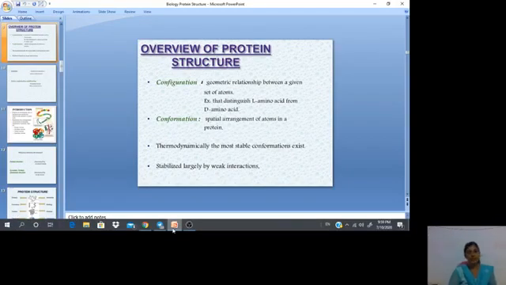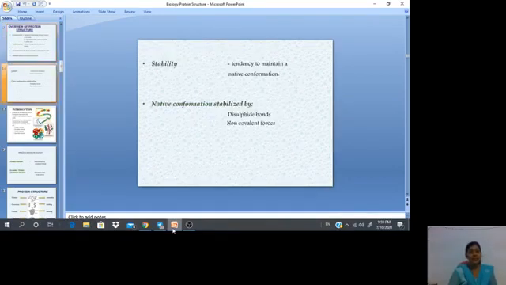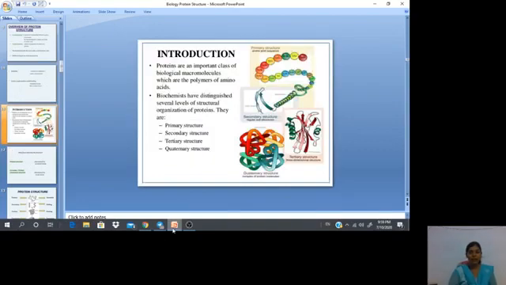Overview of the protein structure. The key features of protein structure are configuration, the geometric relationship between a given set of atoms, and conformation, the spatial arrangement of atoms in a protein. Thermodynamically, the most stable conformations exist and are stabilized largely by weak interactions. Stability arises due to maintained native conformation. Native conformation is stabilized by disulfide bonds, covalent forces, and non-covalent forces.